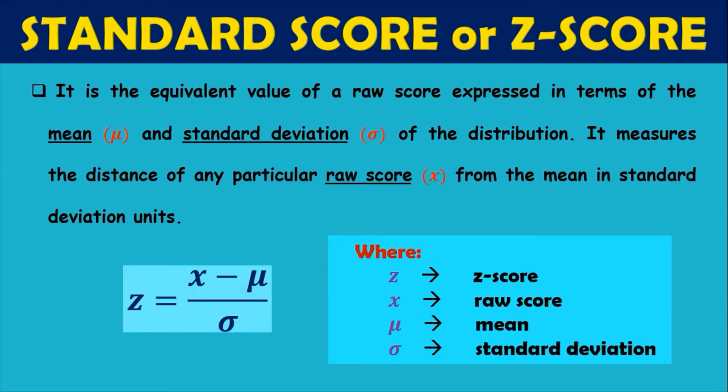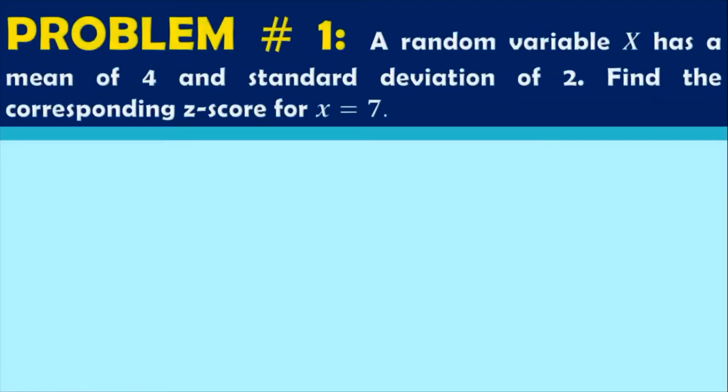Now, let's apply this formula in solving the following problems. Let's have problem number 1. A random variable x has a mean of 4 and a standard deviation of 2. Find the corresponding z-score for x is equal to 7. So in problem number 1, we are tasked to solve for the z-score of the given raw score, which is 7. Identifying the given, we have x, the raw score, which is 7, mu, or mean, is 4, and the standard deviation is 2.